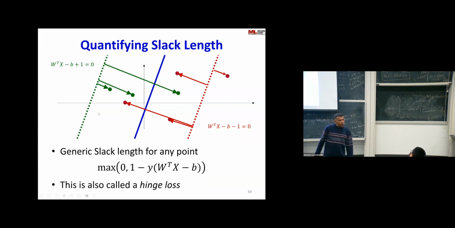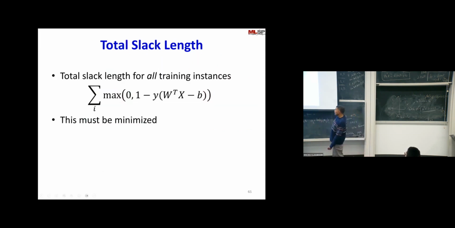So I can combine the two into a single formula. For any data instance x, y, if it is on the wrong side of the margin plane, then the distance is 1 minus y times W transpose X minus B. So in general, the distance of any point from the margin plane is max of 0 and 1 minus y times W transpose X minus B. This only accounts for data instances which are on the wrong side of the boundary, and this is what we want to minimize.